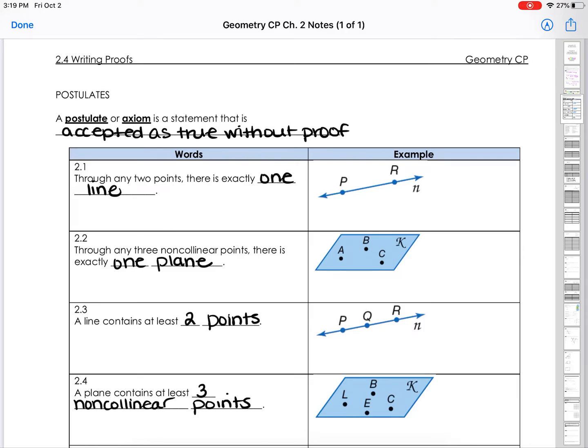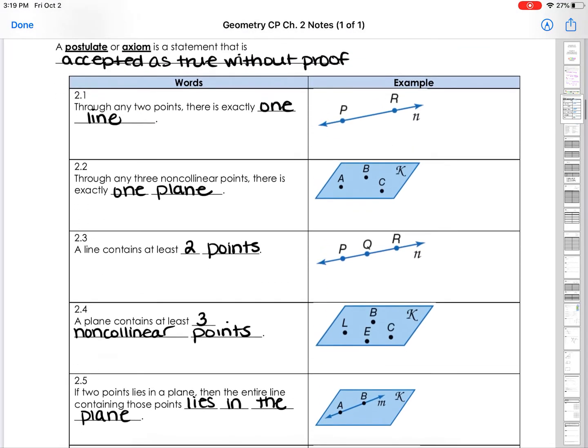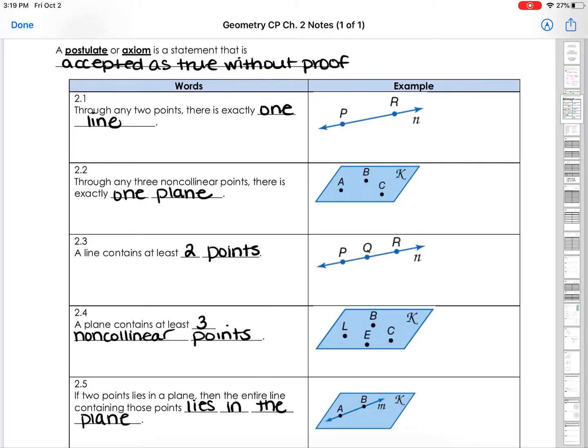Postulates. A postulate, also called an axiom, is a statement that is accepted as true without needing any proof. So we have a few postulates, things that we accept as true. These are just numbered in your textbook, so that's why you'll see these numbers here. Through any 2 points, there is exactly one line. This is really kind of by the definition of a line.